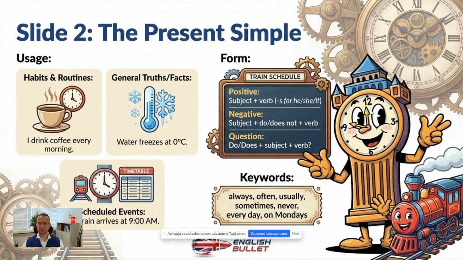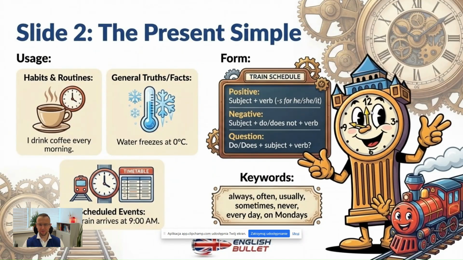So, present simple, the most commonly used and probably the simplest tense we have. So, the usage. We use it for habits and routines. I drink coffee every morning. I drink tea every afternoon. Something that we regularly do. It's our habit. We do it almost every day, every few days, every week.